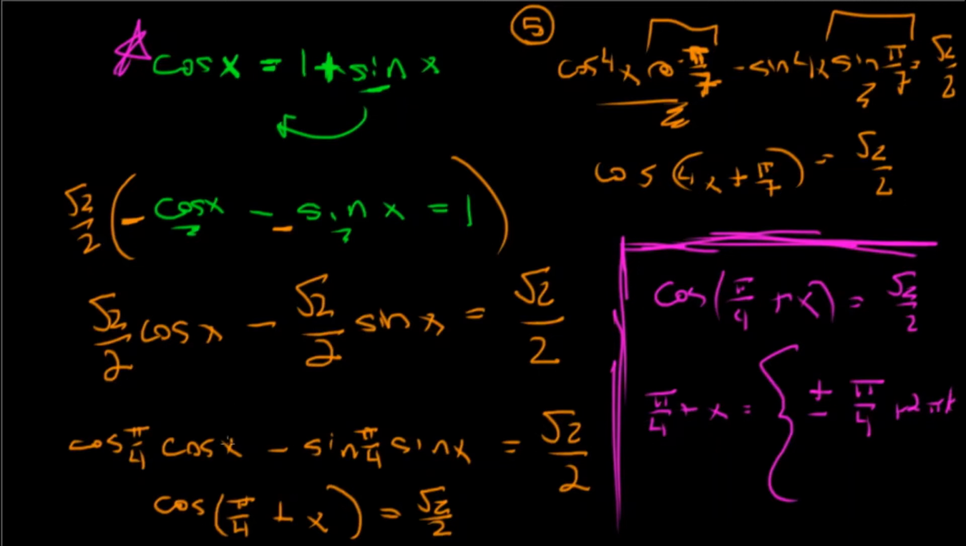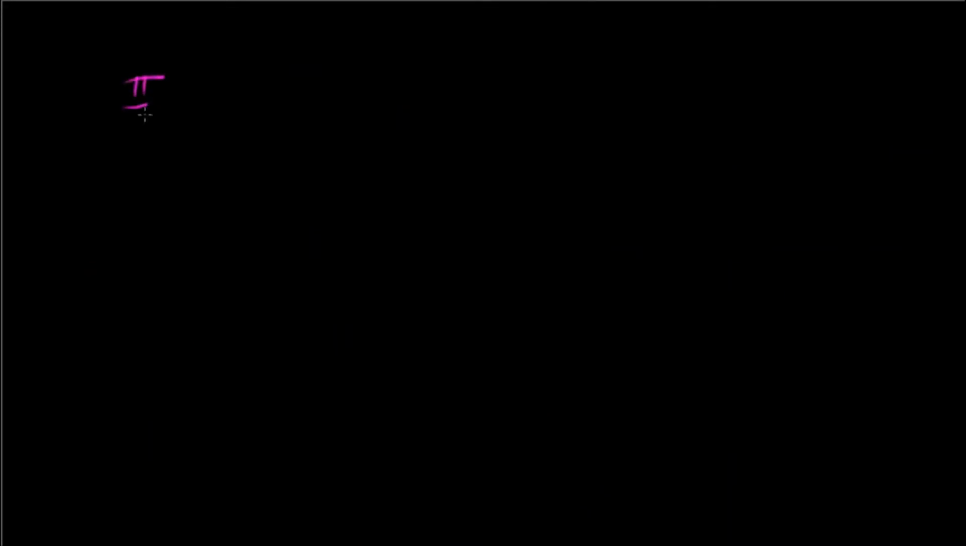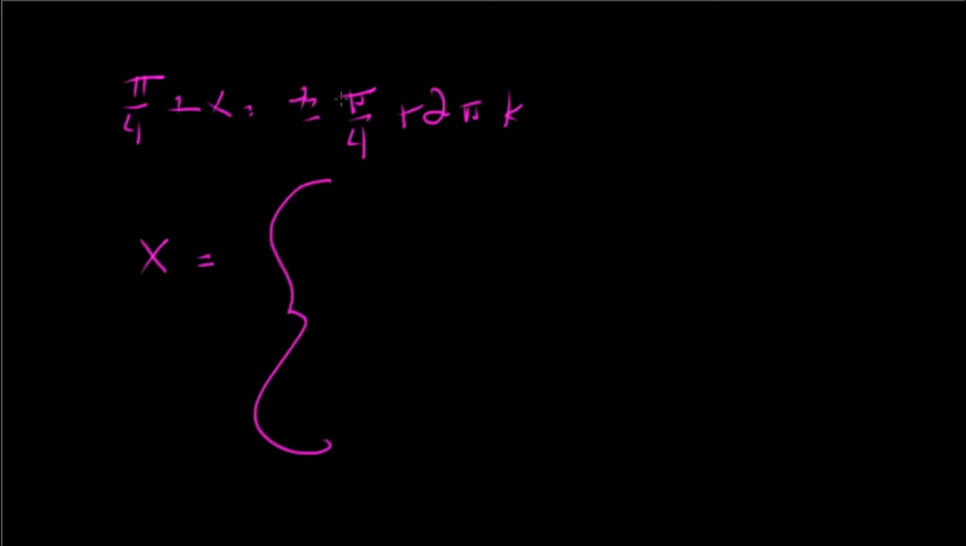So I guess I'll write the final answer on the next page. But what do we got? Pi over 4 plus x is equal to plus or minus pi over 4 plus 2 pi k. Subtract pi over 4 on both sides, and we get the final answer. All right, I can't use the plus or minus anymore because positive pi over 4 minus pi over 4 is going to be 0. So 0 plus 2 pi k, and negative pi over 4 minus pi over 4 is going to be negative pi over 2 plus 2 pi k, and we're done.